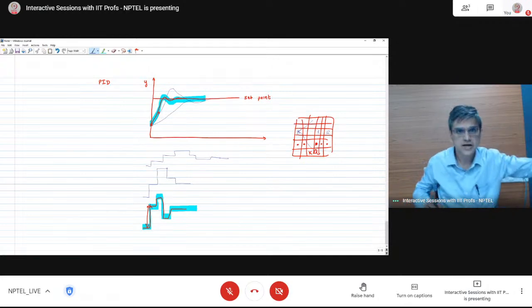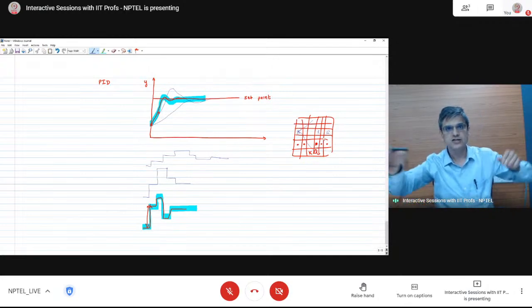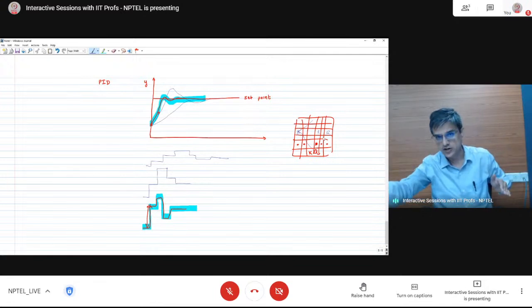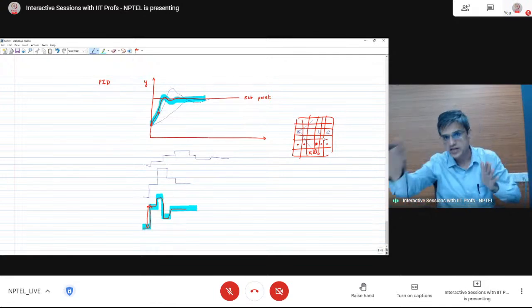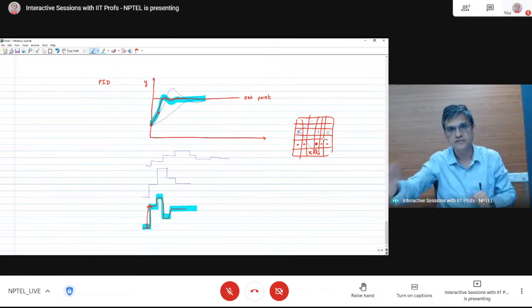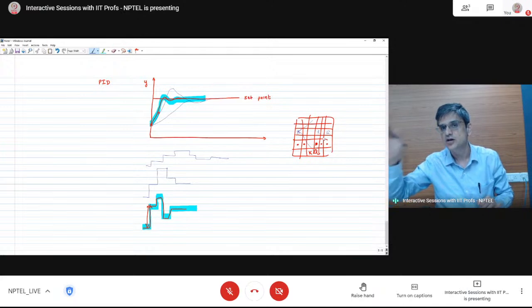If I make a move like this, then the opponent will make this move. Then I will make this move. Then the opponent will make this move. Then I will make this move. Then the opponent will make this move. Then I will make this move. Then the opponent will make this move. I have looked 5 steps into the future. I have used a prediction horizon of 5.